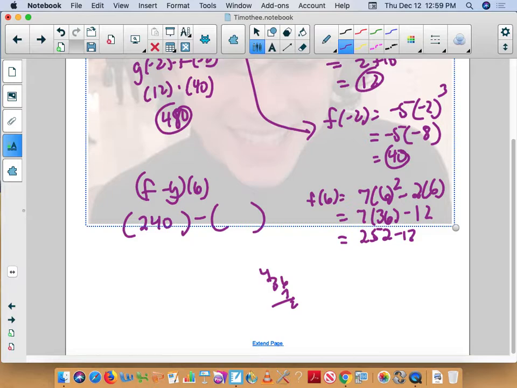That's f of 6. Now I'm going to find g of 6. g of 6 is 6 cubed plus 1. Some of you probably had to get out a calculator and go 6 times 6 times 6. That's 216. So that's 217. And then when you subtract those, you get 23.